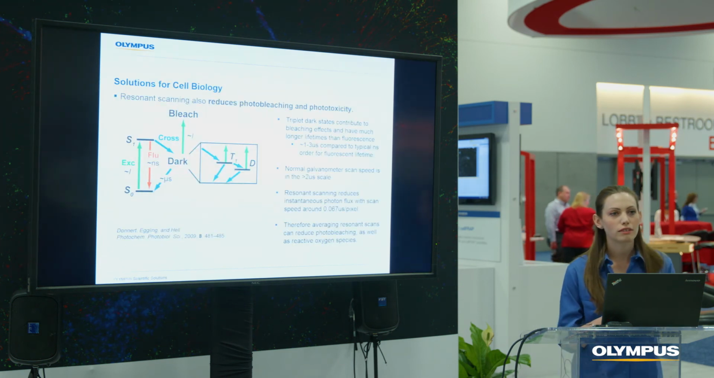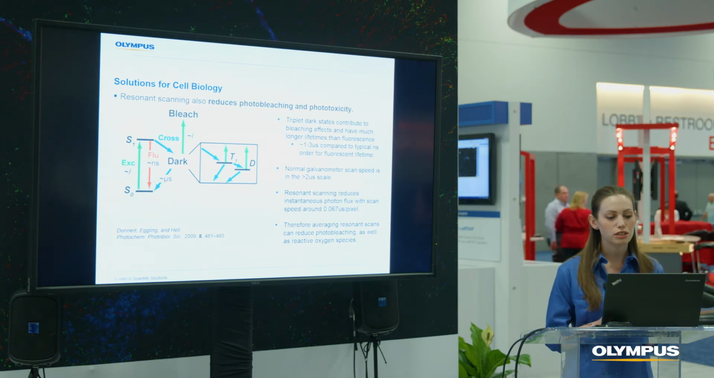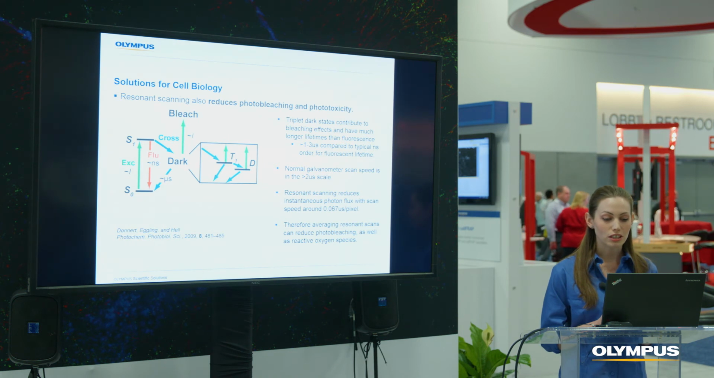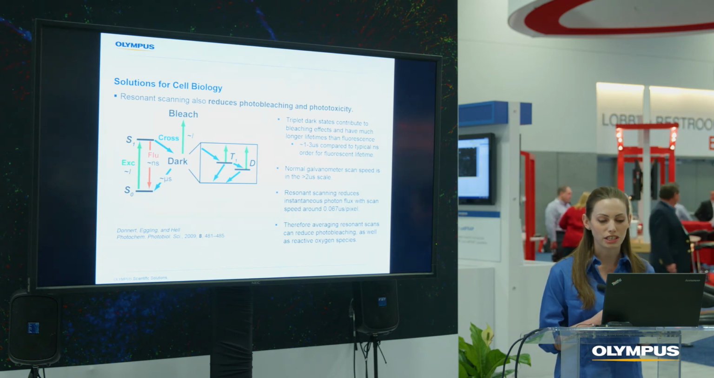So the reason why resonance scanning offers such an advantage for live cell imaging is that it allows you to reduce photobleaching and phototoxicity. The triplet dark state is when you have overexcitation of your fluorophore, which leads to a dark state, and it has a much longer lifetime than your typical fluorescence, which contributes to the photobleaching that you typically see when you overexpose your sample.